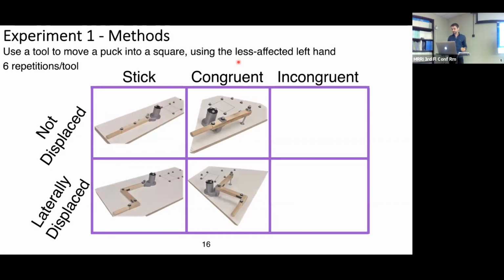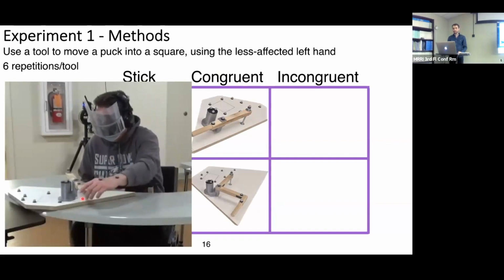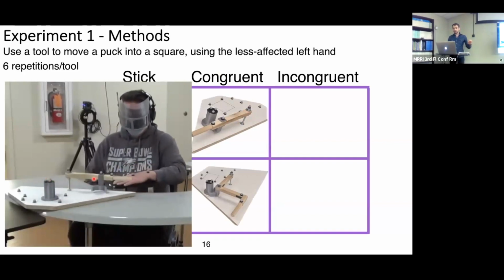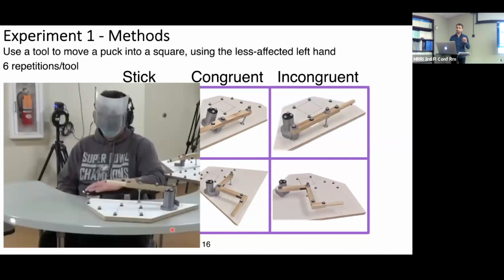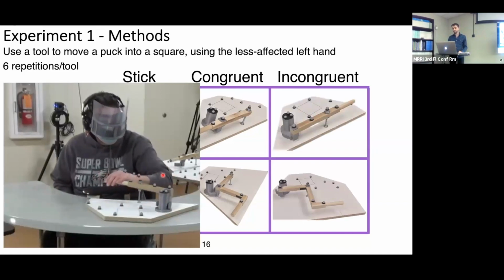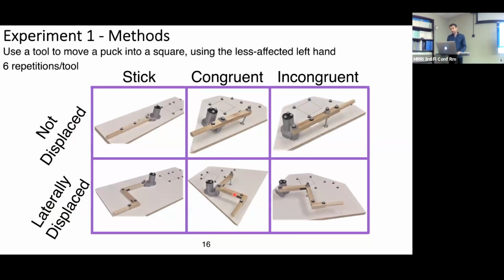This one is considered congruent because, like in the example that you will see here, the motion of the hand and the motion of the tooltip have the same trajectory. So both are going forward. And then we have an incongruent tool, incongruent because, as you will see here, the motion of the hand and the motion of the tooltip are going in two different directions, with a backward movement for the hand and a forward movement for the tooltip. And we also have the laterally displaced version for the congruent and incongruent tools.